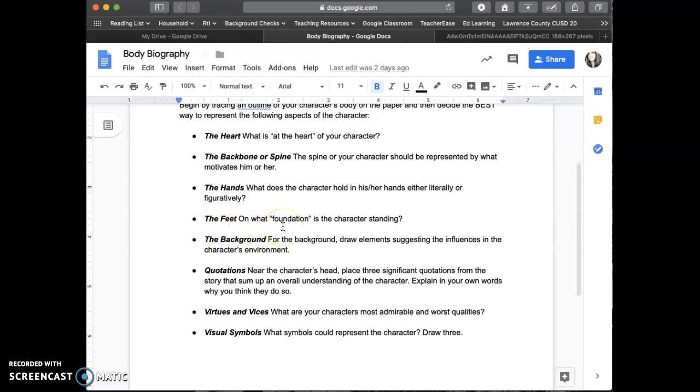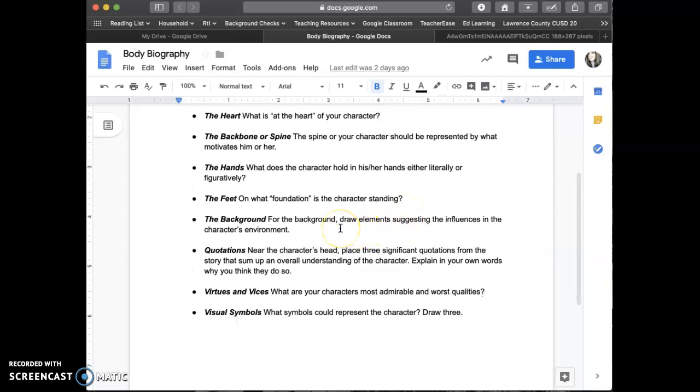Foundation: what do they stand for? You can write words under their feet, you can draw something there, and you could really choose whatever you want to explain that. The background information is the stuff that we know about the character that happens in the time outside of the story we just read. You can write words or draw symbols there too, to show some of the things that influence the character's environment and the world in which he or she is living.